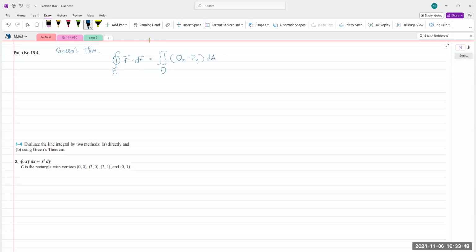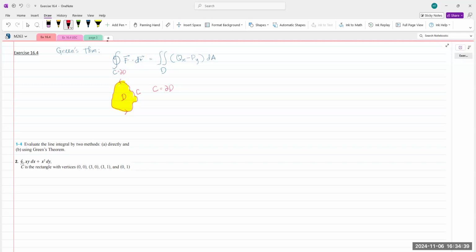Let's say D is this region here, and C is the piecewise smooth, closed, simple, positively oriented curve C enclosing region D. We usually denote the closed curve C as the boundary of region D. That could be the notation.